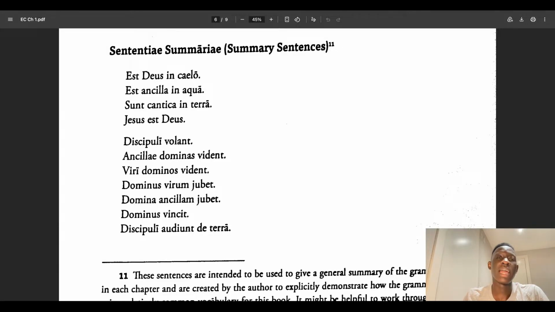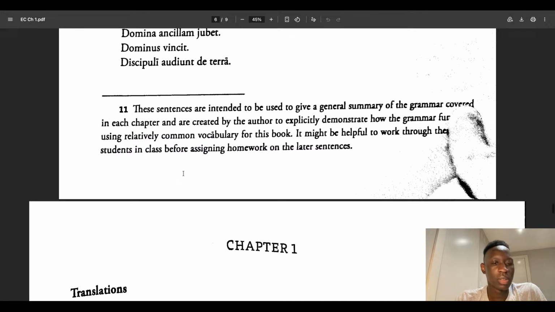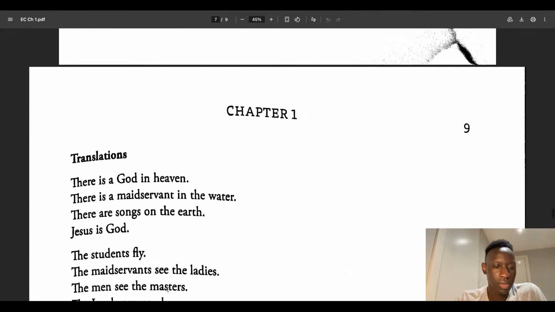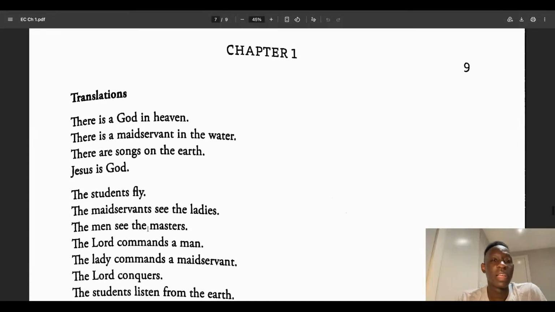Est Deus in caelo. There is God in heaven. Est ancilla in aqua. There's a maidservant in water. Sunt cantica in terra. There are songs in the land. Deus est. Jesus est Deus. Jesus is Lord or God. Discipuli volant. The students talk. No, talk? The students what? Fly. Okay.